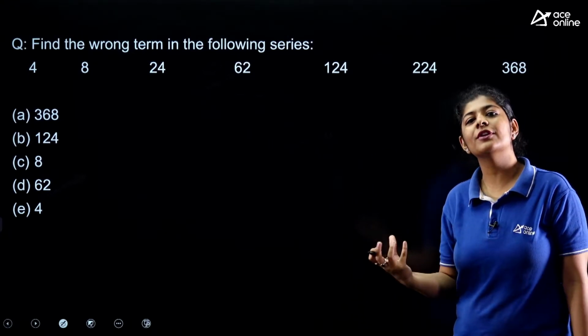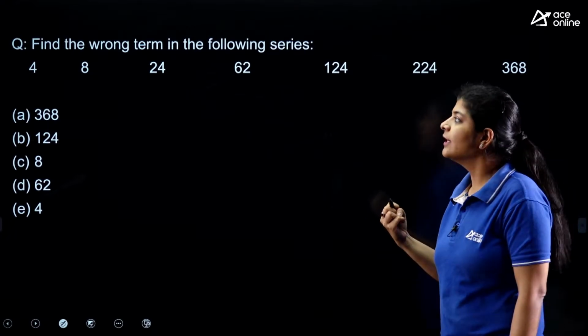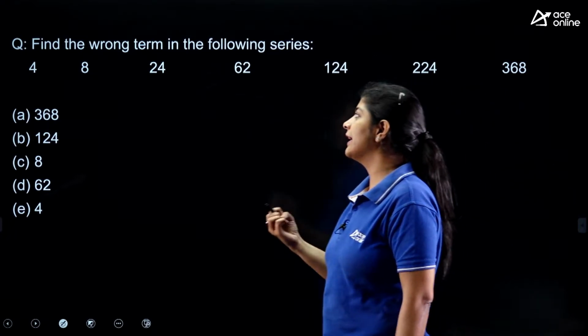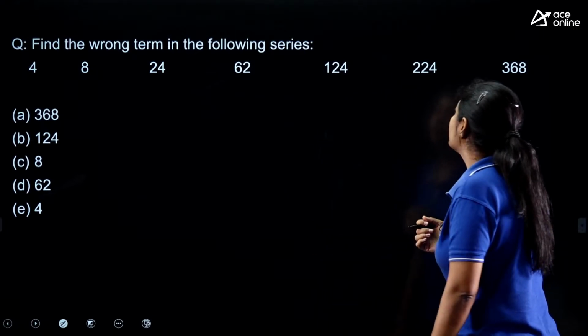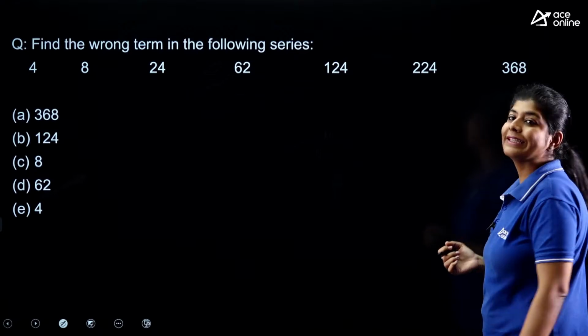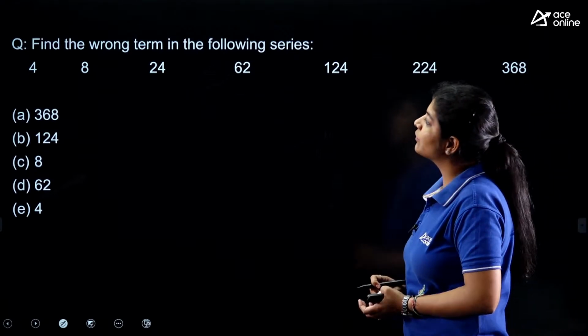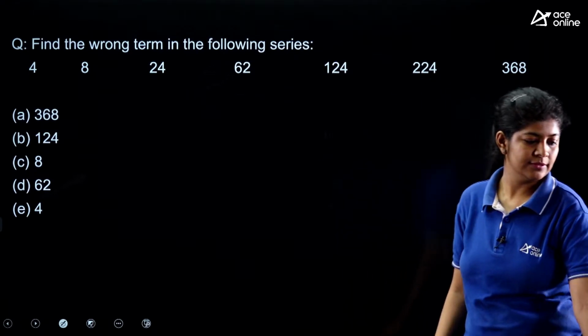In the next question as well, we have one series, and we simply have to determine the wrong term here. The numbers are 4, 8, 24, 62, 124, 224 and 368. How are we going to determine the wrong term here?